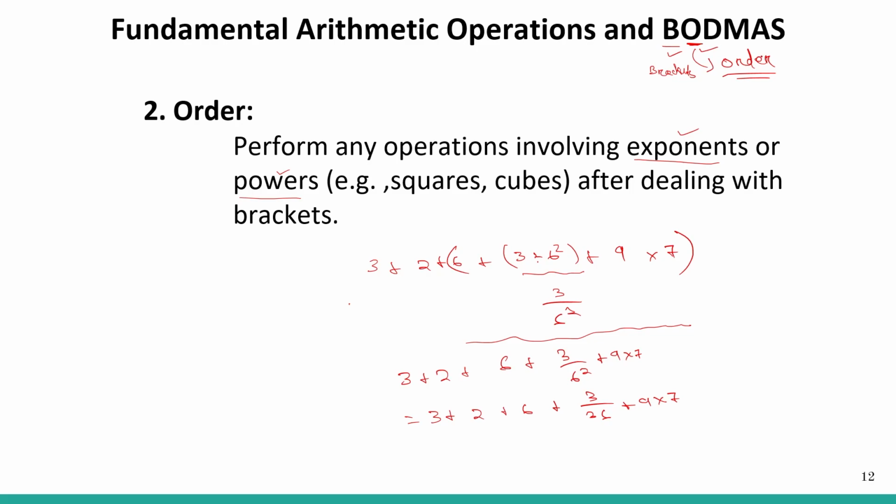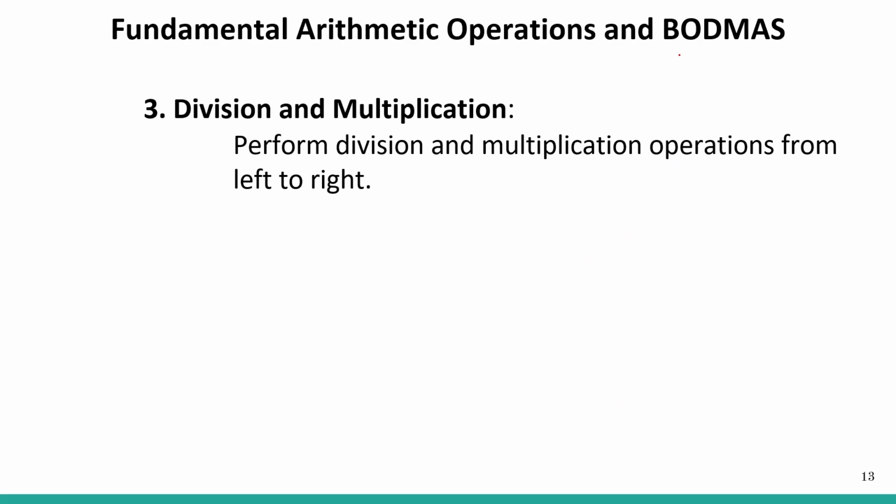Now we'll move to the next part in the BODMAS name. The next alphabet is D. D stands for division. So perform division and multiplication operations from left to right. From left to right meaning first we do division, then we do multiplication. First division, then multiplication.